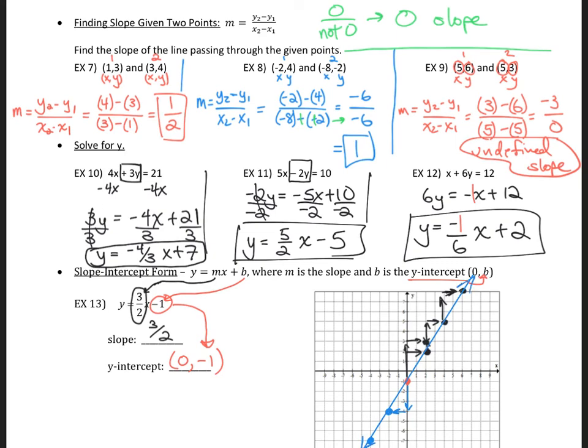So you can go back and label it again. I did some of that. As y equals 3 over 2 x minus 1. That is the equation of that line.